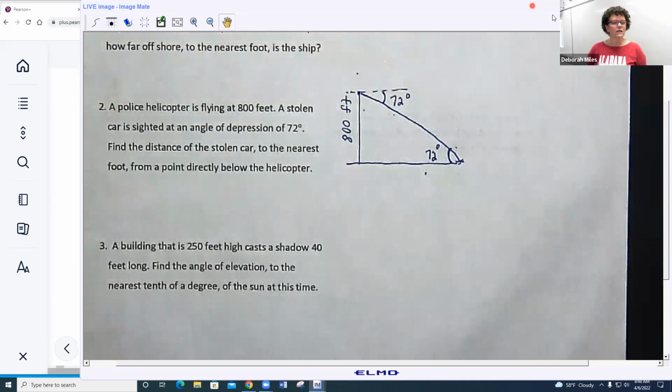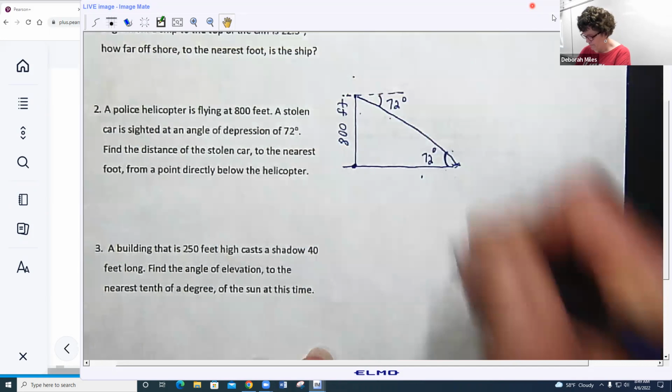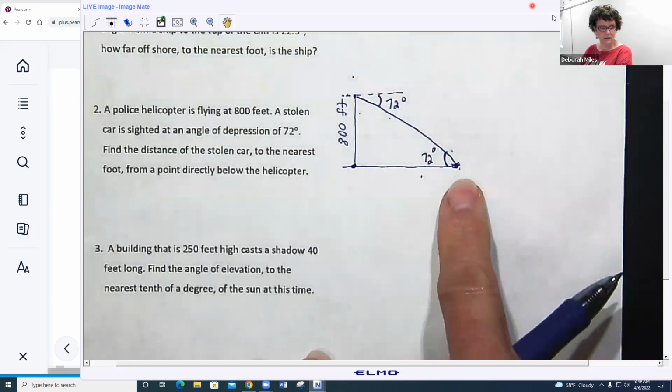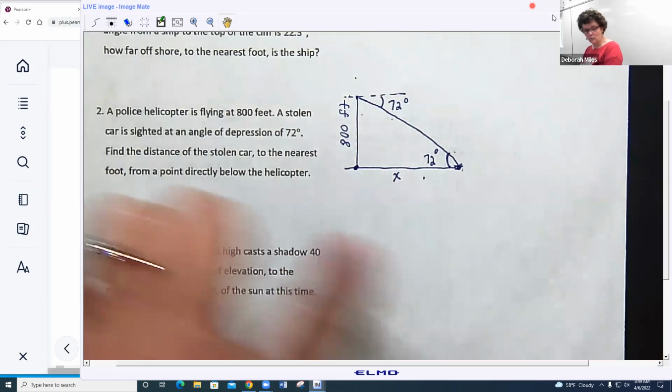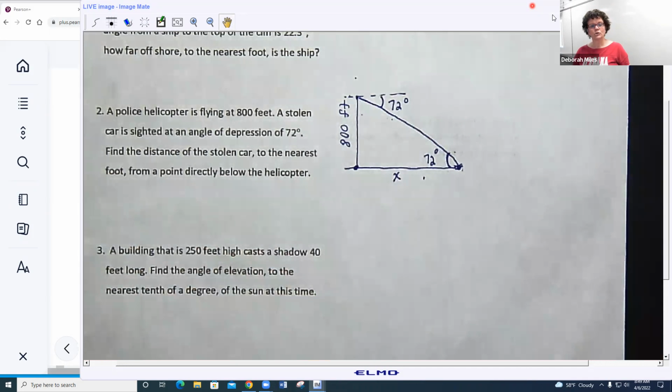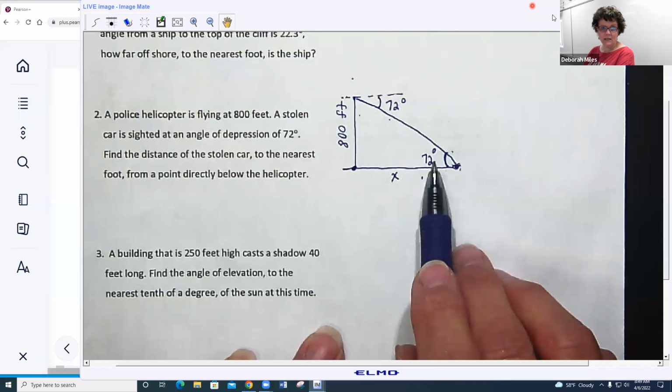All right. Find the distance of the stolen car to the nearest foot from a point directly below the helicopter. Do you see the point directly below the helicopter? Right there. My very best stolen car, right there. And we're looking for this distance because the helicopter is going to radio it into the police. So, which trigonometric function of 72 degrees would involve the side we're looking for and the side we know?